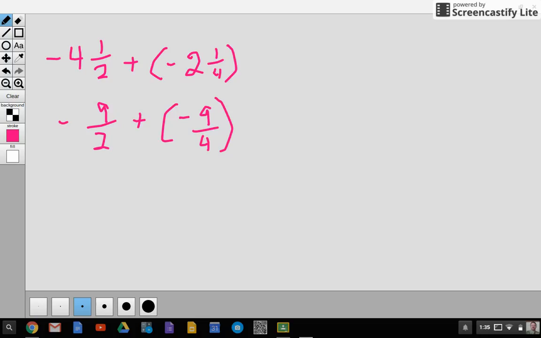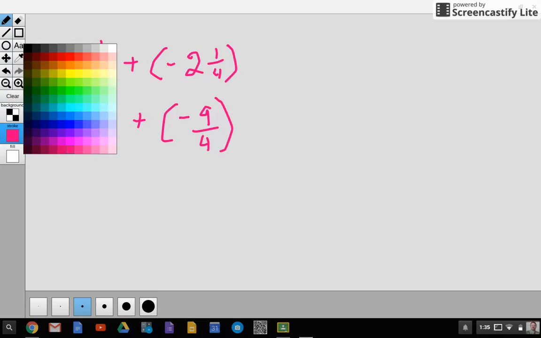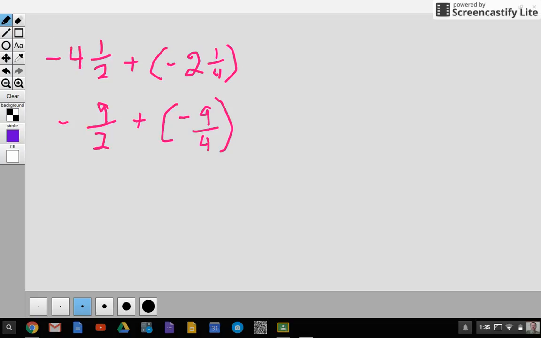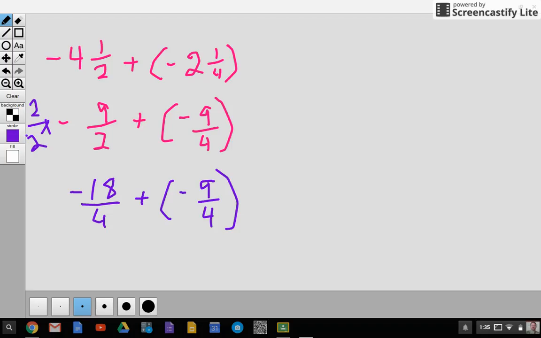But I do see that if I come over here and I multiply this one times 2/2, that will give me a common denominator. So now it would be -18/4 plus a -9/4. Okay, so I'm going back to my rules.